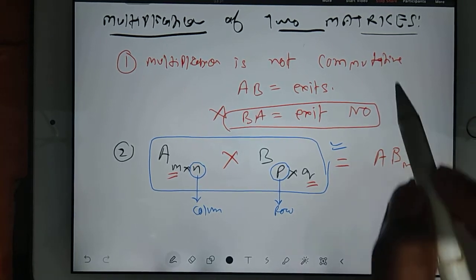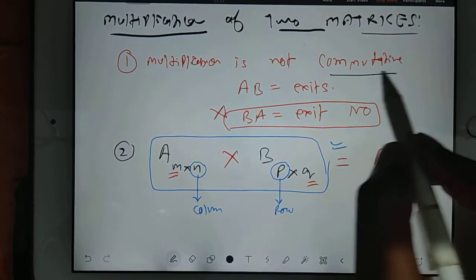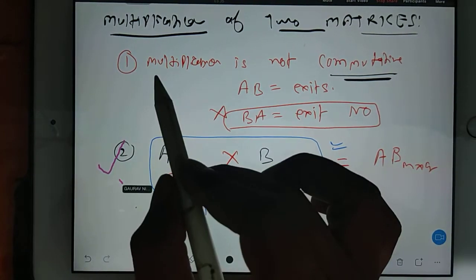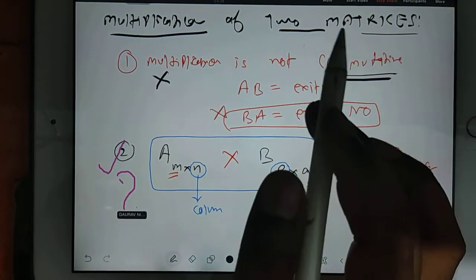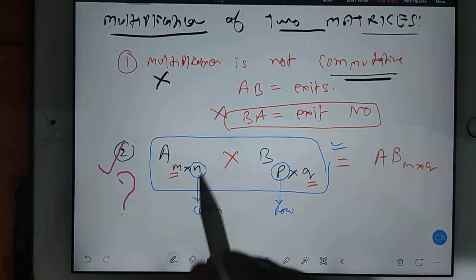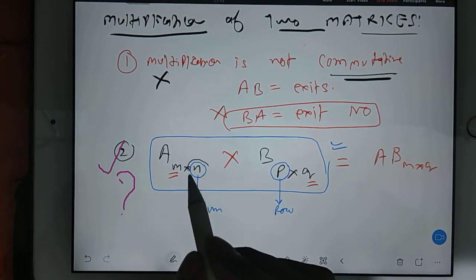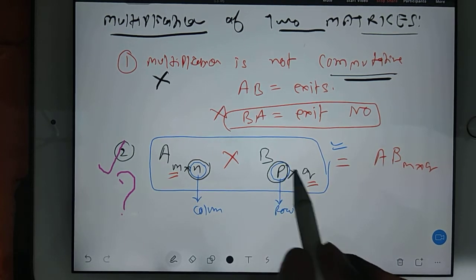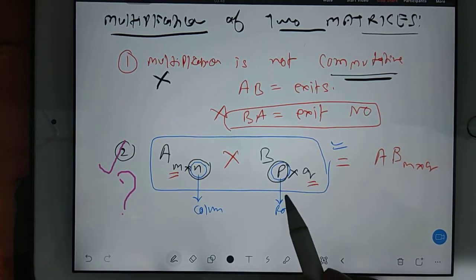Okay. Now here we understood that the commutative law is not followed. Gaurav, you didn't understand? I'm saying that whatever number is written here, the same number should be written here, then only you can multiply two matrices.